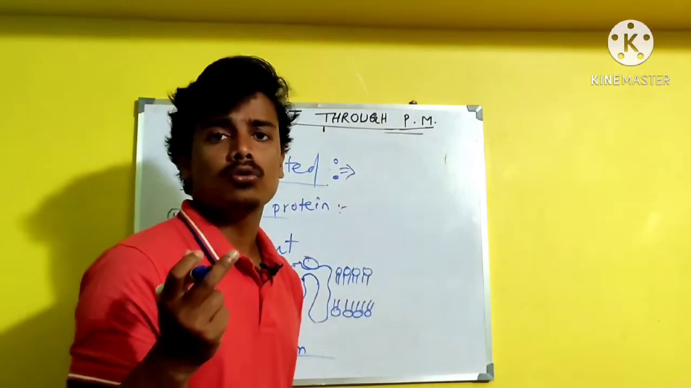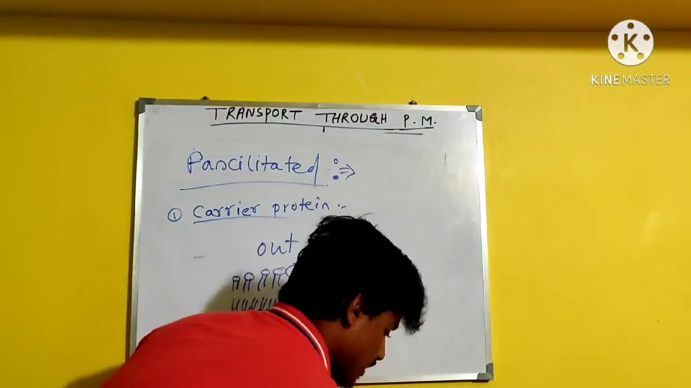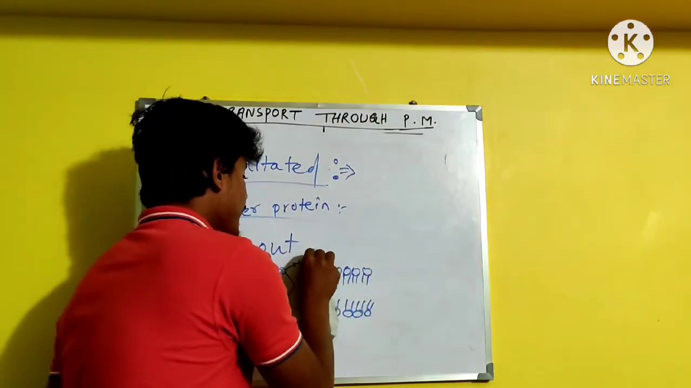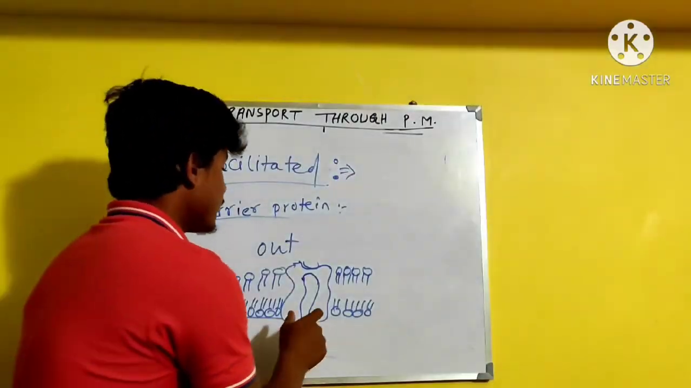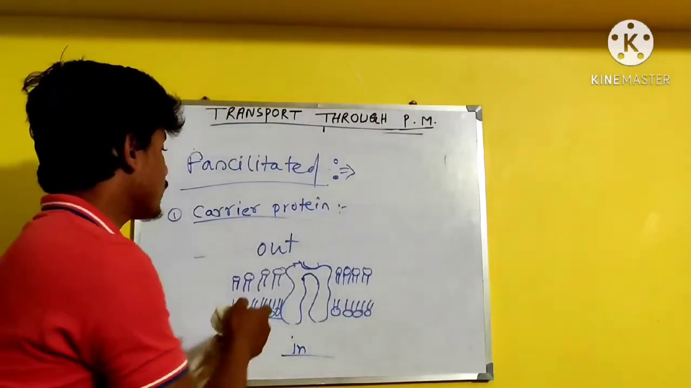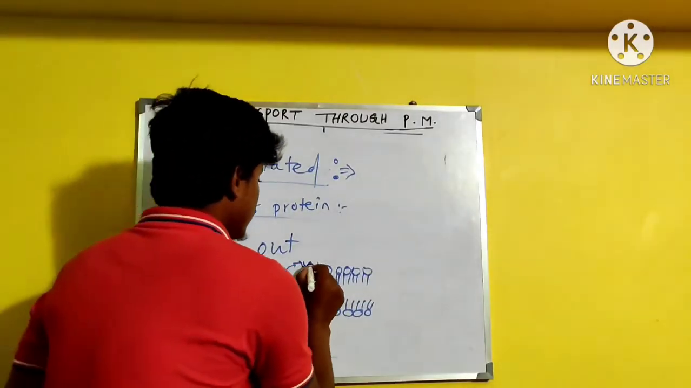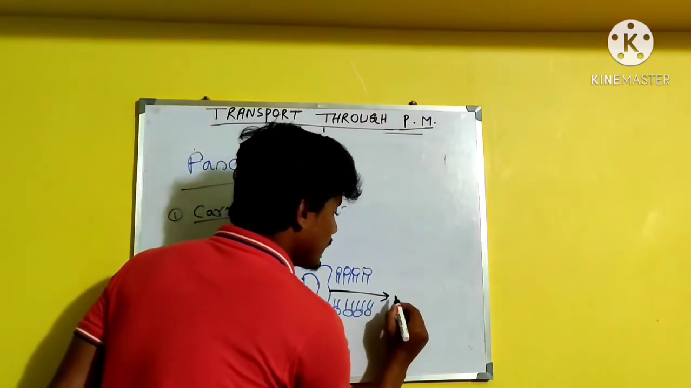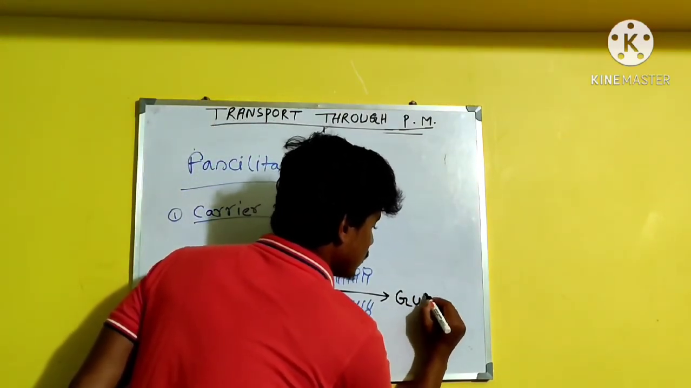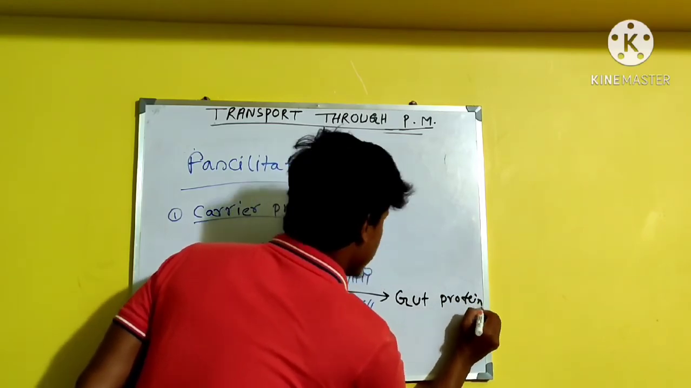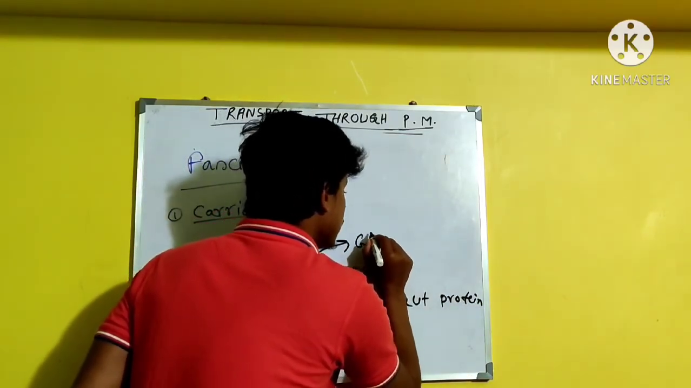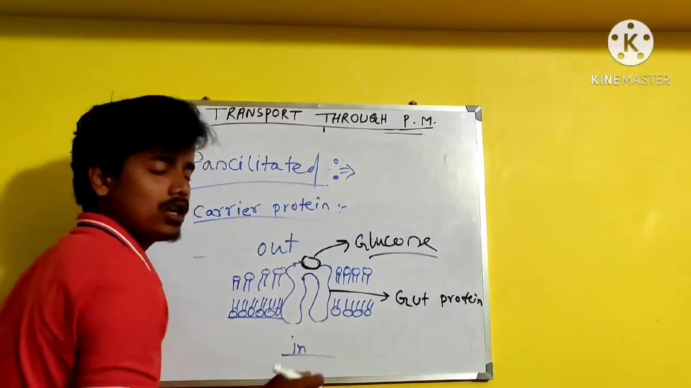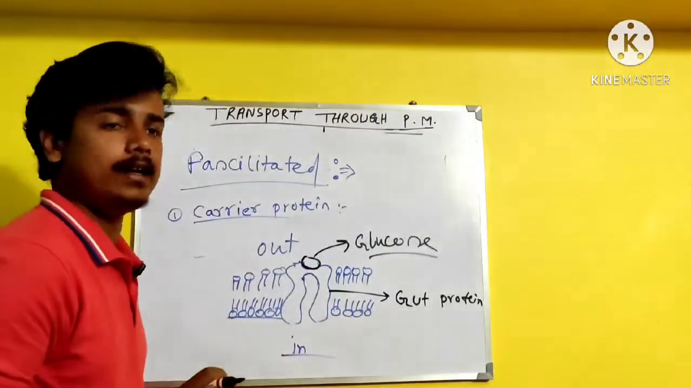Actually, in the case of glucose, a glucose transporter. When glucose binds with this protein, this is a glucose and this is the transporter protein, and this is glucose. And what will happen? A conformational change will occur and glucose will enter the cell.